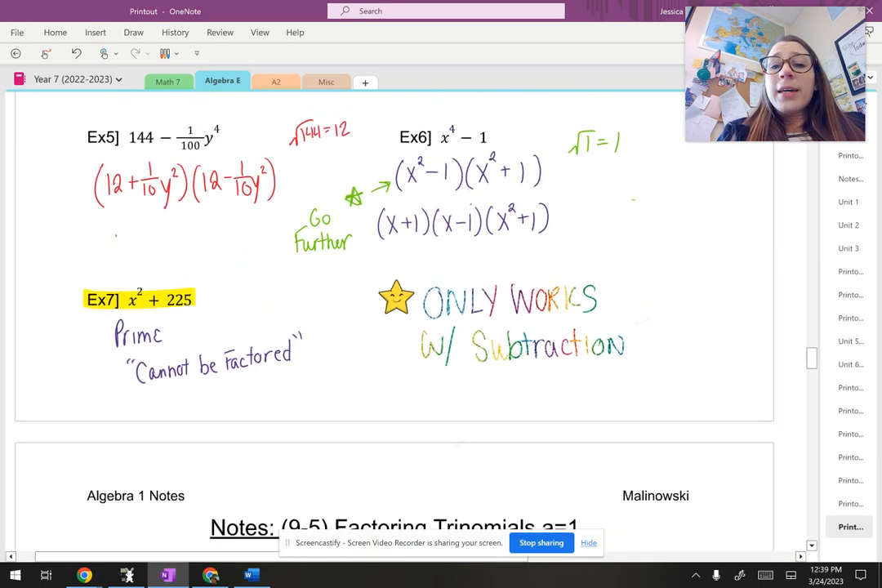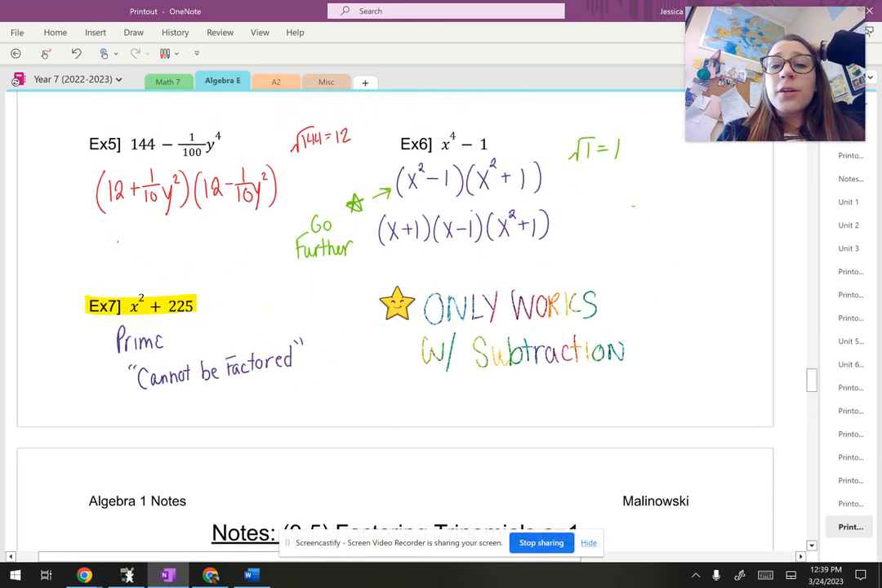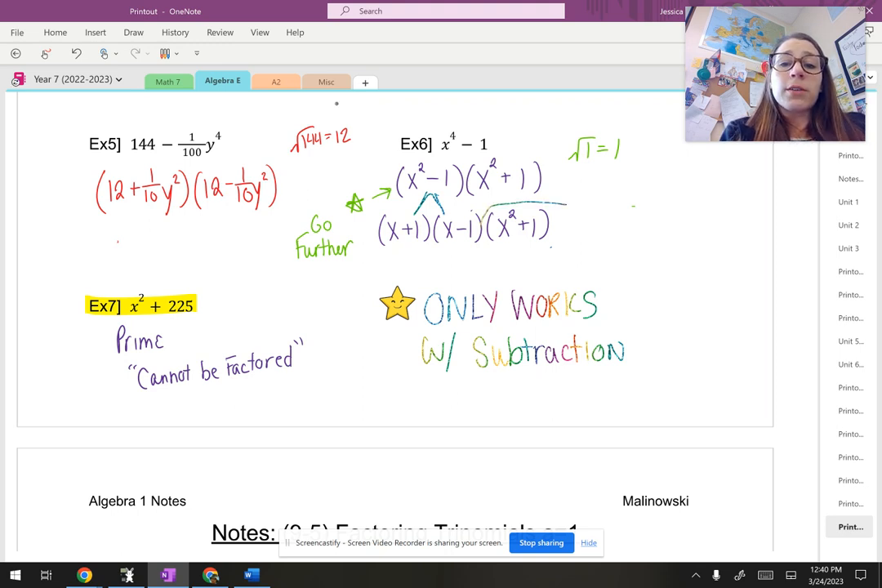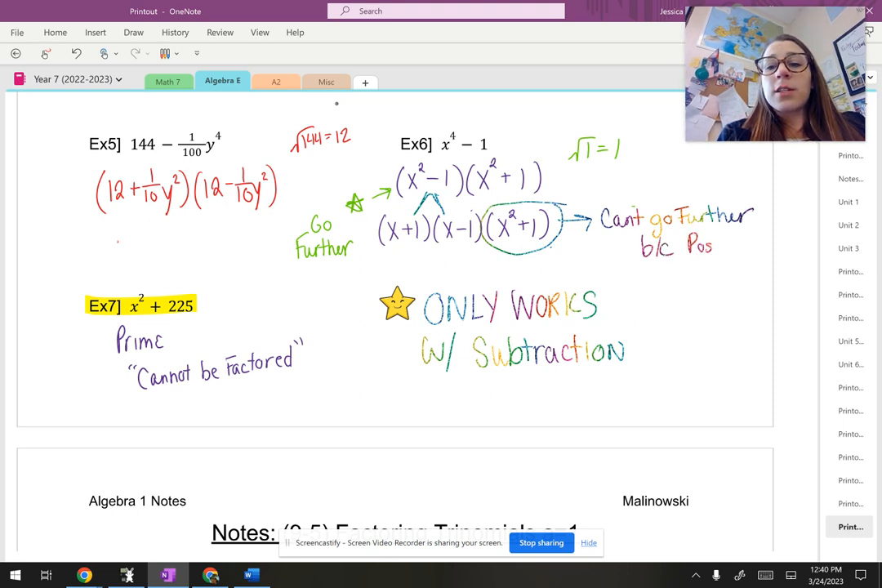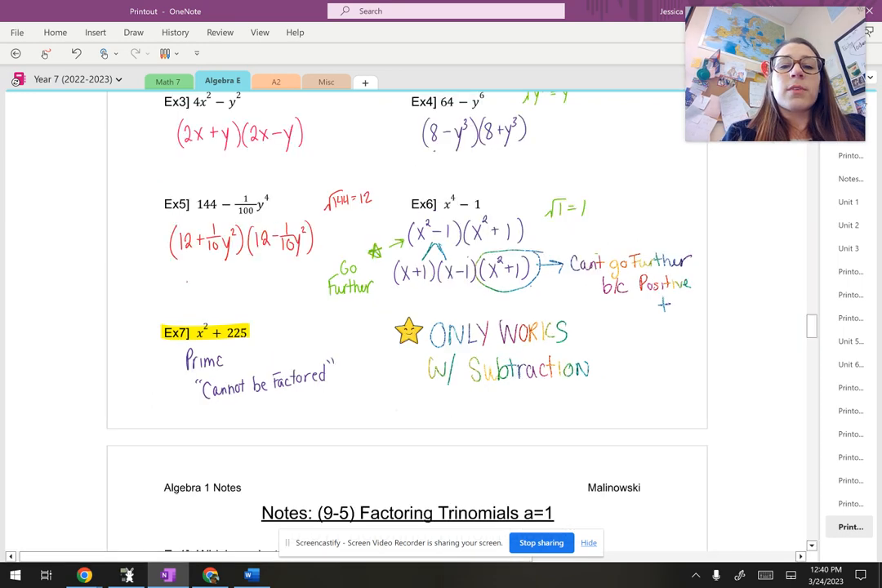Which is why, back in this example 6 here, we weren't able to go further with the x squared plus 1, but we were able to take the minus 1 further. So just going to make a little note of that. Can't go further here. And that's because it's positive, because of that plus sign. So watch out for that.